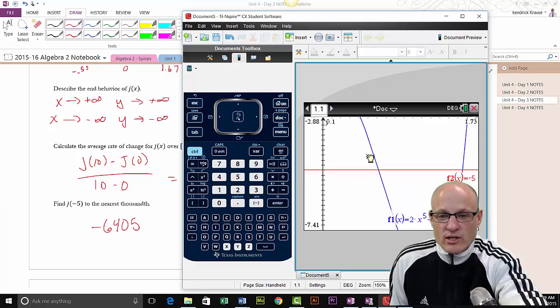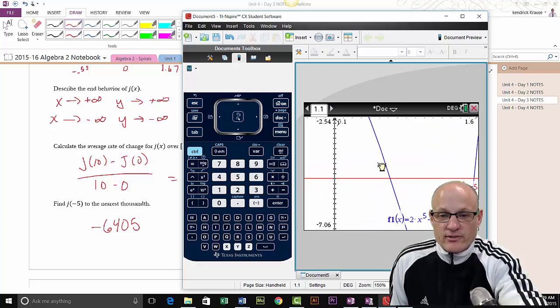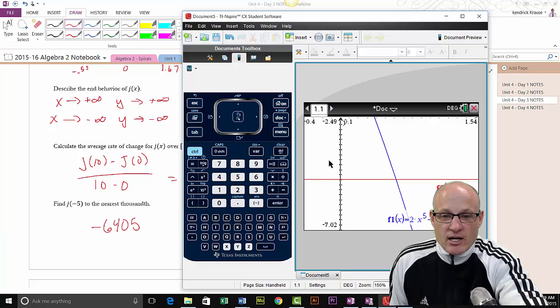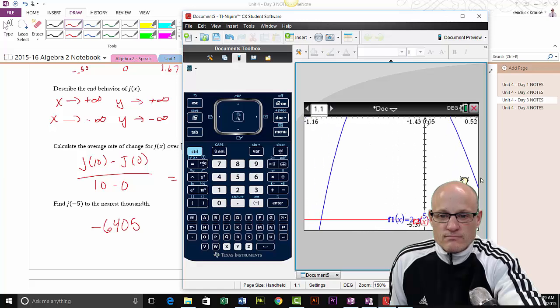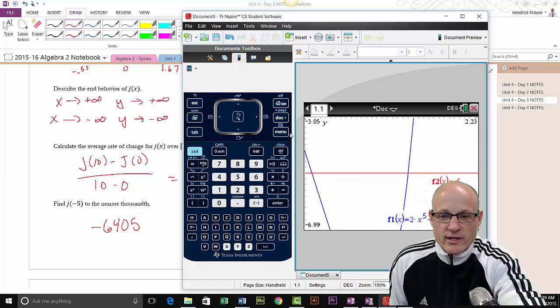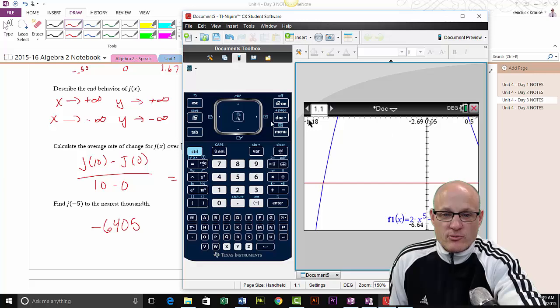So there it is. When does y equal negative 5? It looks like it eats it. Wait a second now. I'll bet it equals it in 3 different places: 1, 2, and 3. So we'll have to find all 3 of those points of intersection.